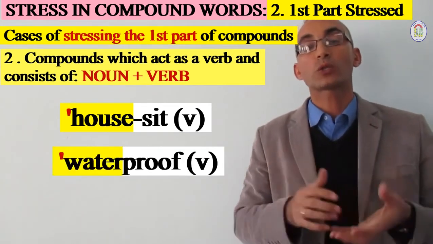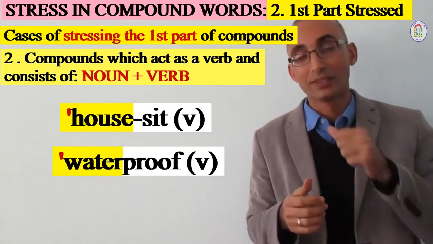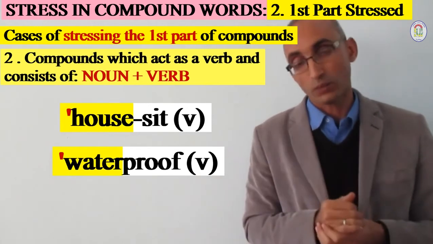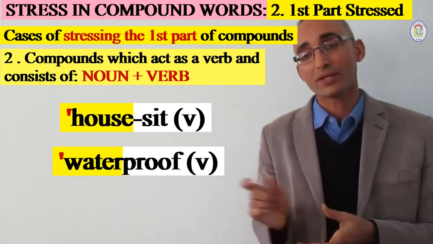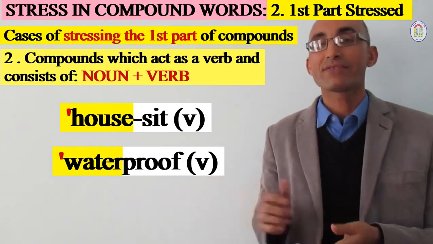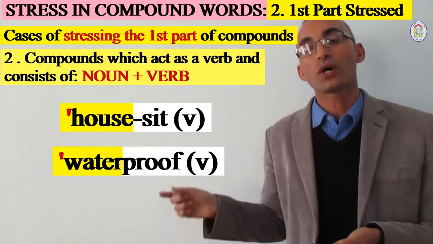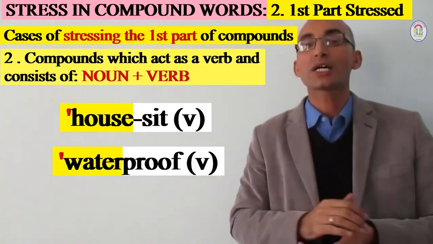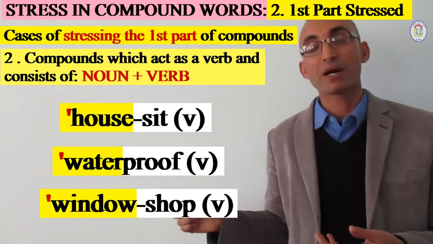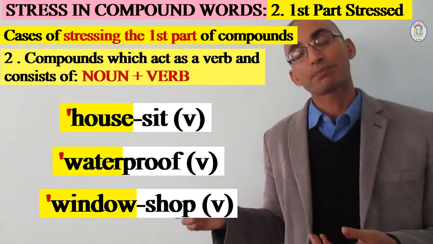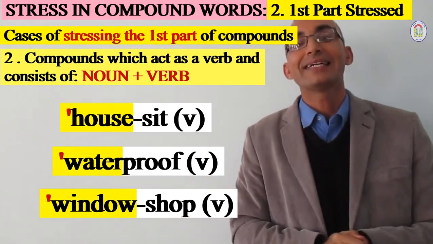Also, we have waterproof. It means resist water. Clear? Waterproof. Also, I have a compound word which ends with a verb. Before it, we have a noun. So it acts as a verb and it receives stress on its first element. Also, window shop. To window shop. I have the first part as a noun plus the second part as a verb. It acts as a verb, so we stress it on the first element.